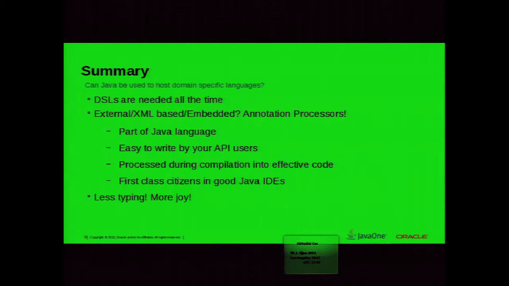And that's basically all. I'd like to stress that we all need DSLs basically all the time. When you are about to choose whether to write your own parser or base your DSL on XML, I'd like to advocate using annotation processors because they are well integrated into the Java language. And you will get tooling for free in every Java JSR 269 compatible IDE. And as we saw during the example, annotation processors can eliminate a lot of boilerplate code, and they are a joy to use.